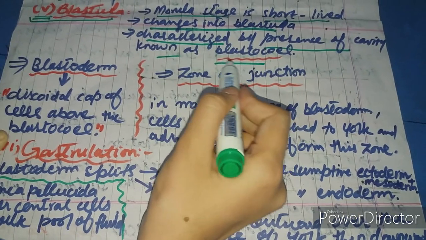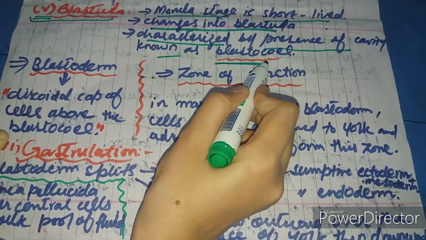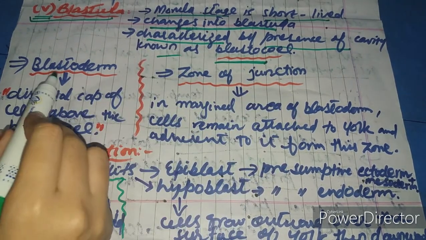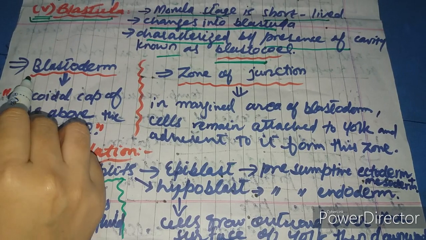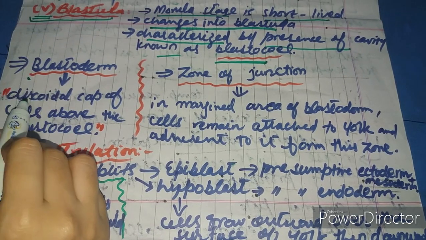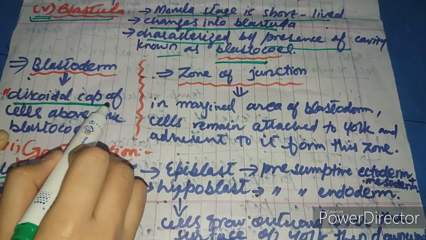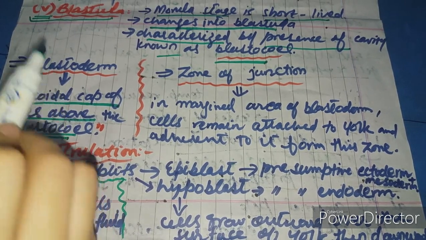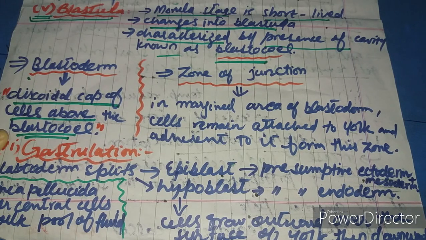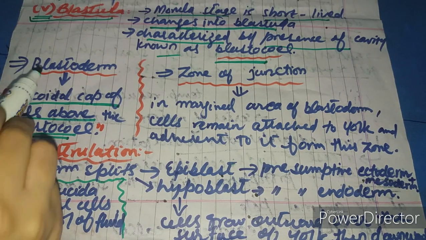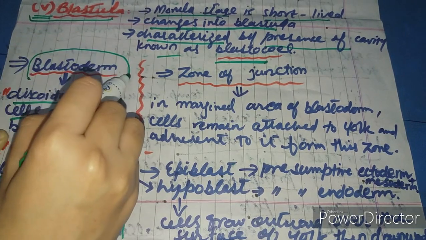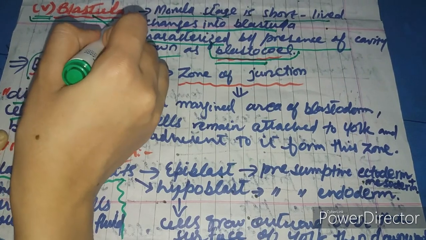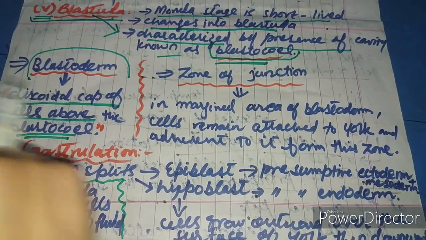which is known as blastocele. Now in the blastula stage we will talk about the blastoderm. This blastoderm is a discoidal cap of cells above the blastocele. As we saw, in morula a blastoderm was formed. Now that blastoderm is present above this blastocele, which is formed in this blastula stage.